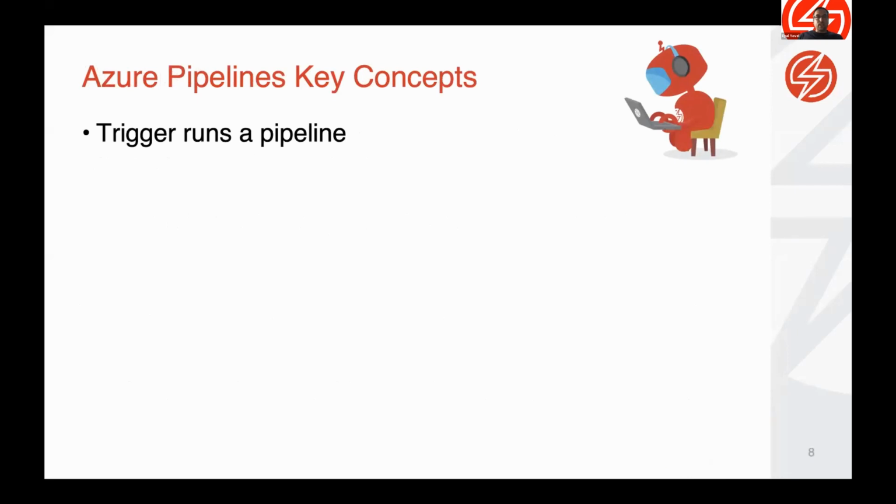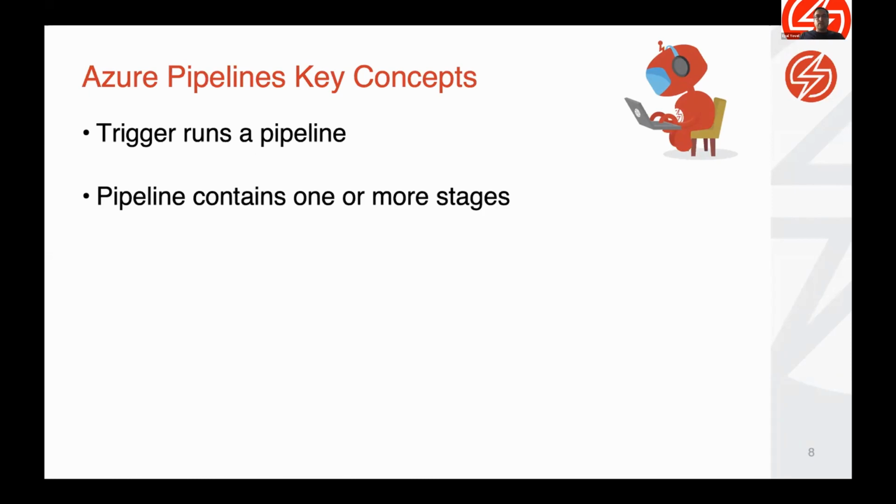So what is the key concept with Azure Pipelines? First of all, there is a trigger to run a pipeline. So there is something that starts our pipeline. A trigger can be, for example, we push to a repository, to the master branch in the repository. It can be that every day at midnight, we decided to run our pipeline, or we can manually click on run and start the pipeline. But there should be a trigger to start to run the pipeline, and we'll see that in the demo.